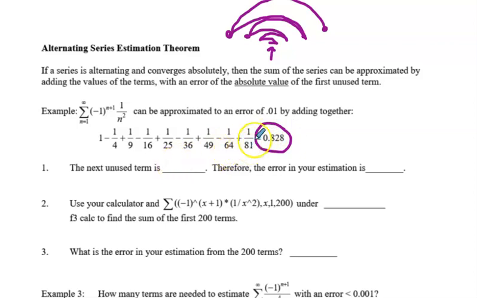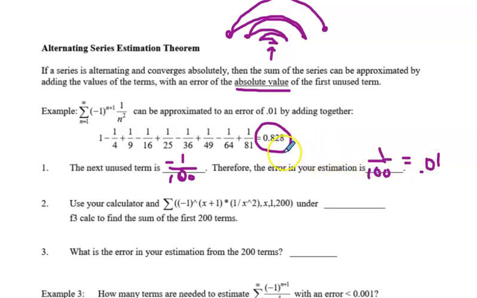Well, the first unused term, after I add 1 over 9 squared, I will be subtracting 1 over 10 squared. So that's -1 over 100. So the error in the estimation is, like I said, the absolute value of the first unused term. So the error in my estimation is 1 over 100, which is 0.01.